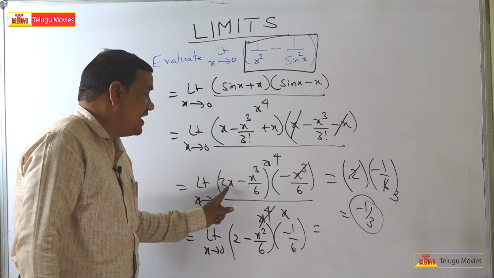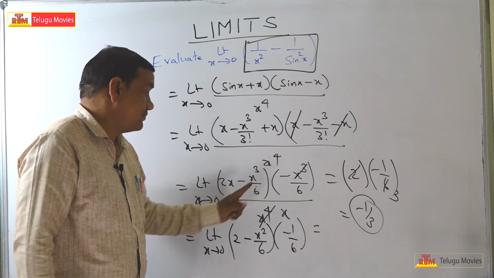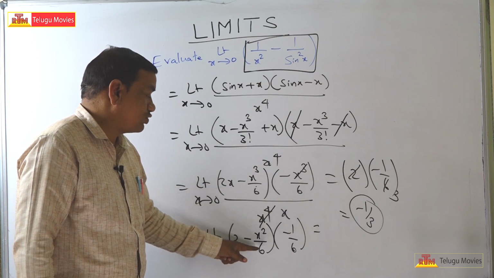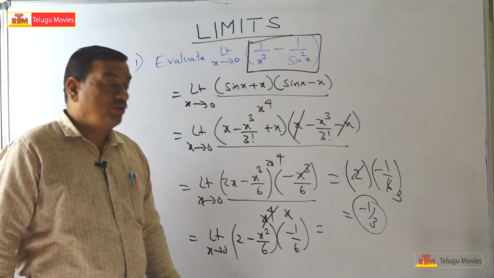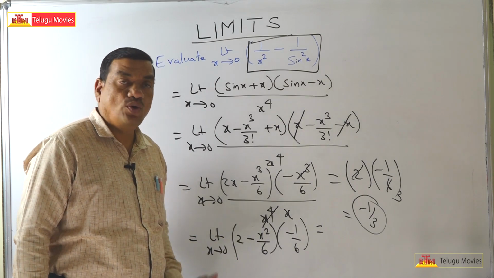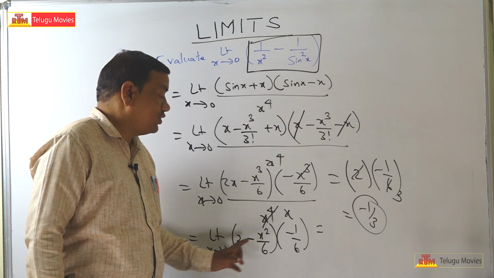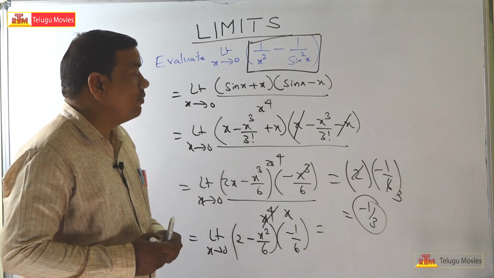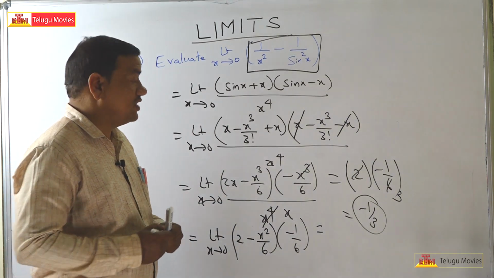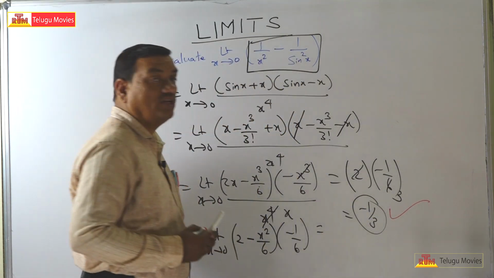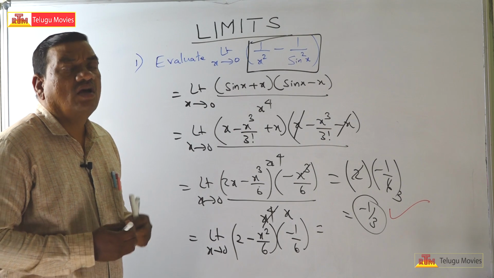So this x value separate for these two terms. Here 2 will come, x cube by x. So as x tends to 0, 0 square, 0 by 6, 0. Here you will get 2. Here you will get minus 1 by 6. 2 into minus 1 by 6 is equal to 2 1s are 2, 3s are 3. Therefore, it is minus 1 by 3 is your final answer.